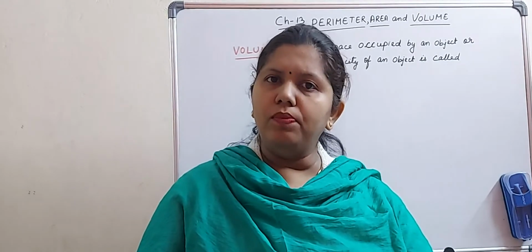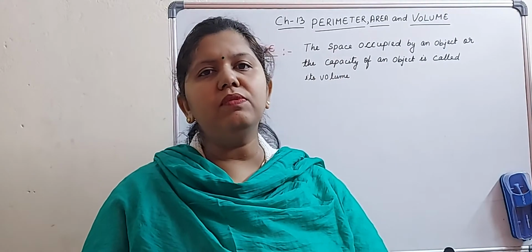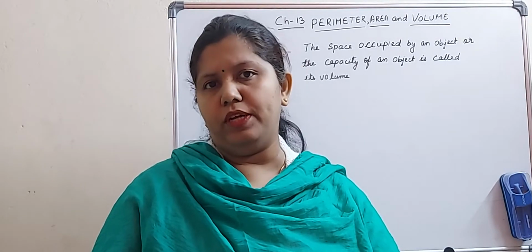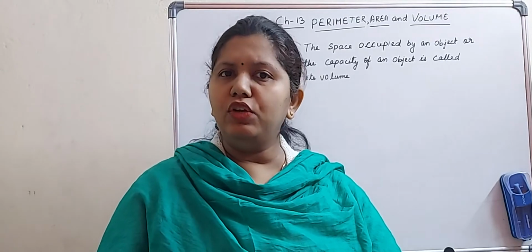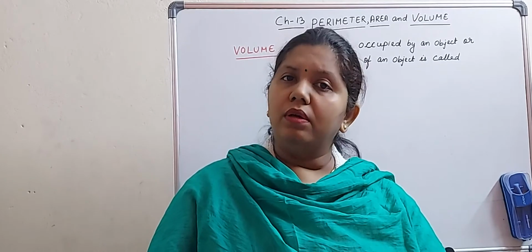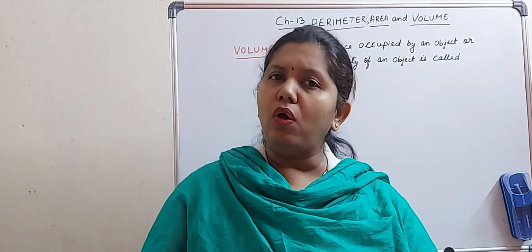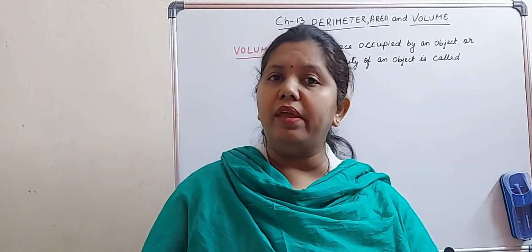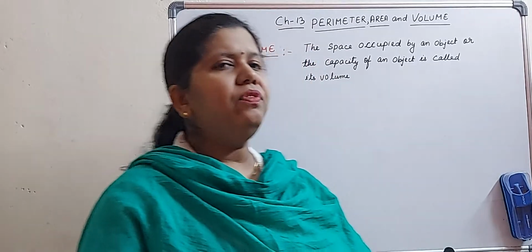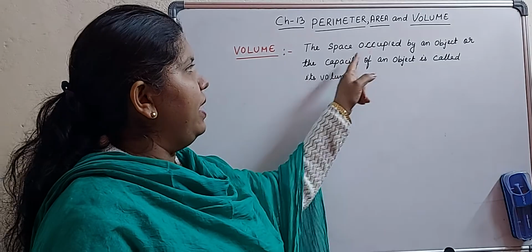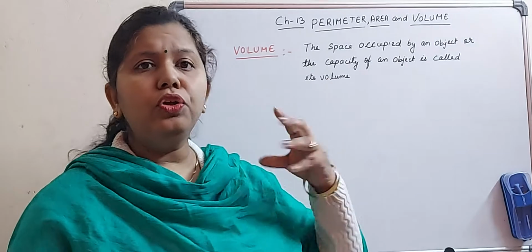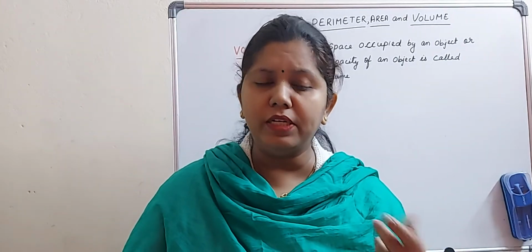Now what is volume? Volume means the space which is occupied by an object, and the object is a three-dimensional object. Earlier the objects that you were using had only length and breadth. But in case of a three-dimensional object, you will also find another thing that is called thickness or height of the object. Okay. So we have the definition of volume, that is the space occupied by an object or capacity of an object. Now what do you understand by the capacity of the object?